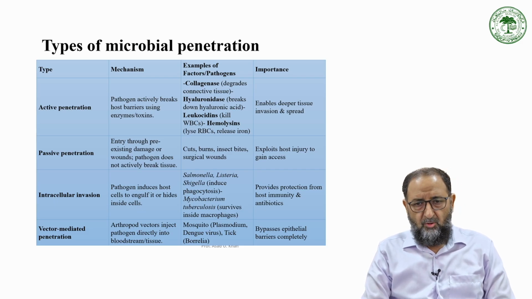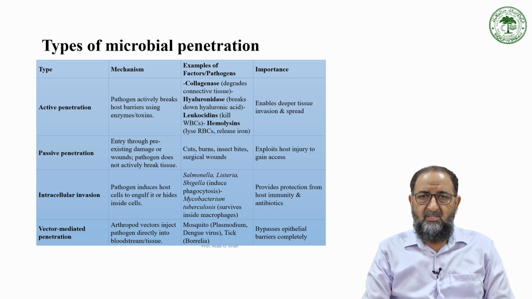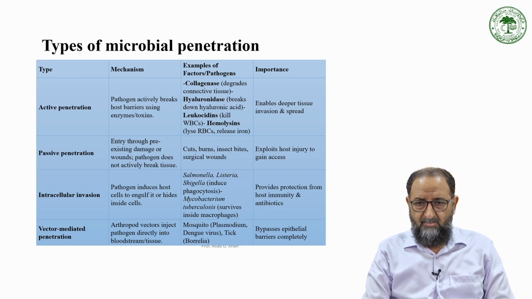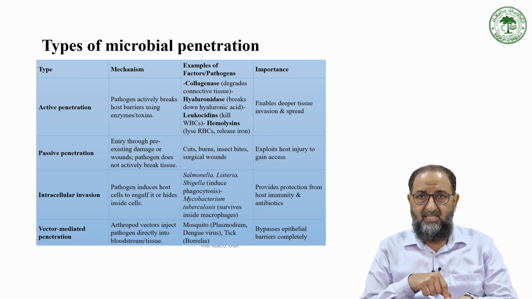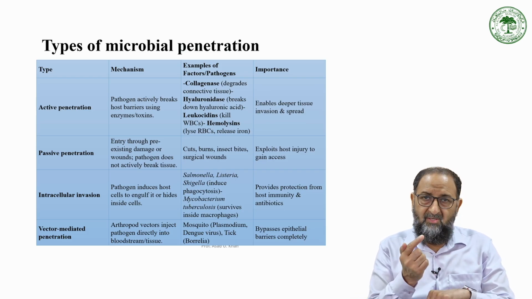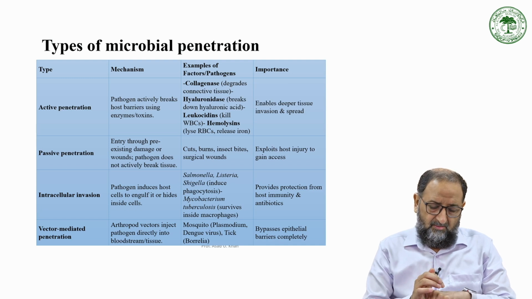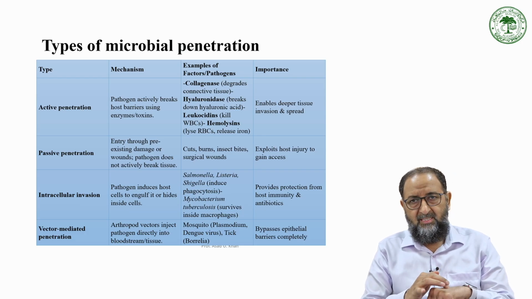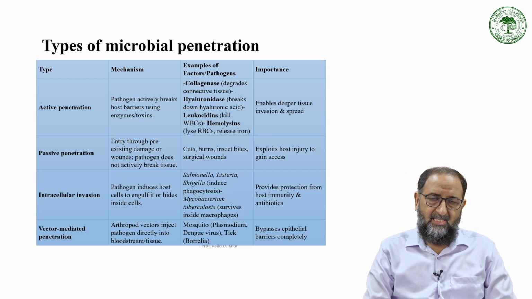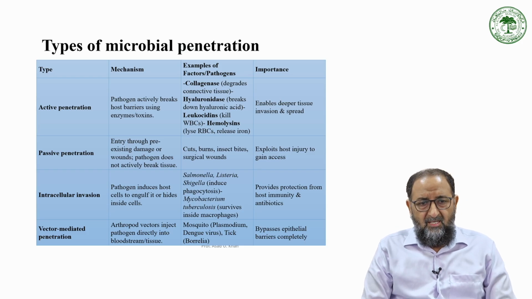Dengue fever is again caused by viruses. So this kind of infection is called a vector-borne disease, and the importance of vector-mediated penetration is that it bypasses the epithelial barrier completely. For example, the virus or Plasmodium vivax cannot enter by itself. But the mosquito has a needle-like structure at the mouth, and it can pierce the skin, the upper epithelial layers, and inject the pathogen into the blood. So this is called vector-borne penetration.